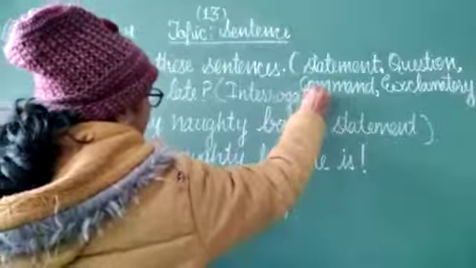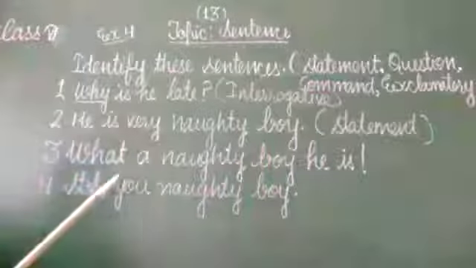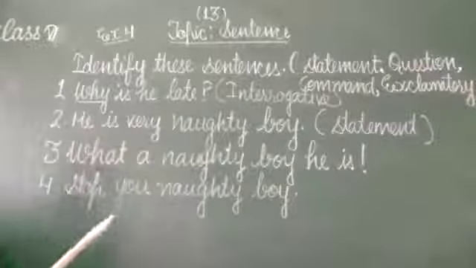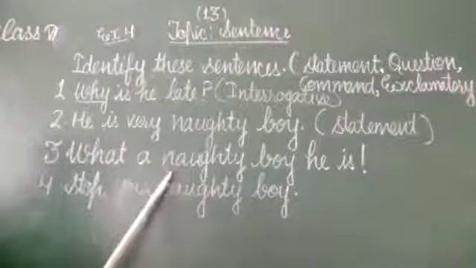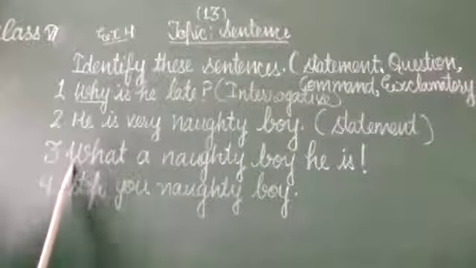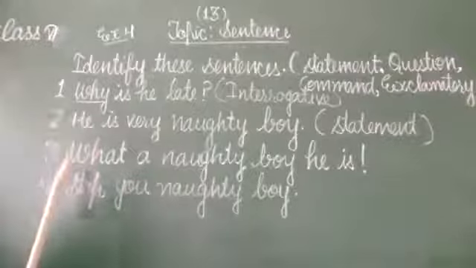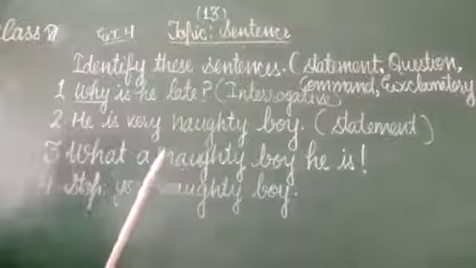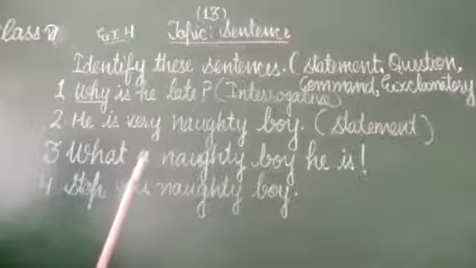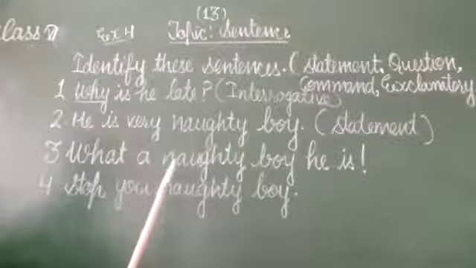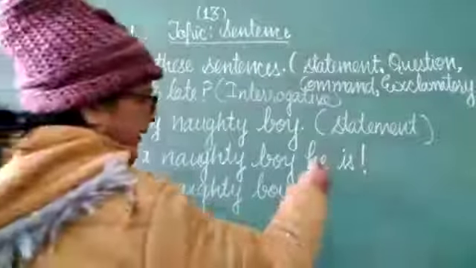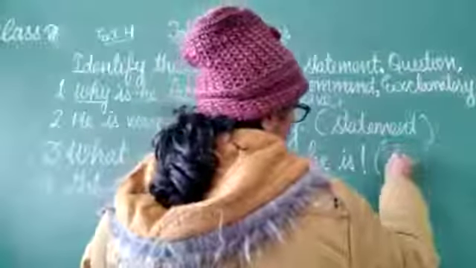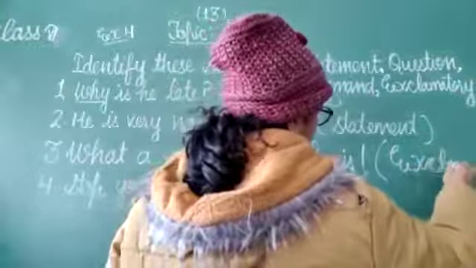Okay, now moving to the next, what a naughty boy he is. What a naughty boy, again you are getting the interrogative word what, but actually in this sentence the word what is not used to ask a question. It is showing the sudden feeling of our heart. It is showing exclamation, the feeling which suddenly comes from our heart. And after completing the sentence, we get the mark of exclamation. That's why this sentence is an exclamatory sentence.